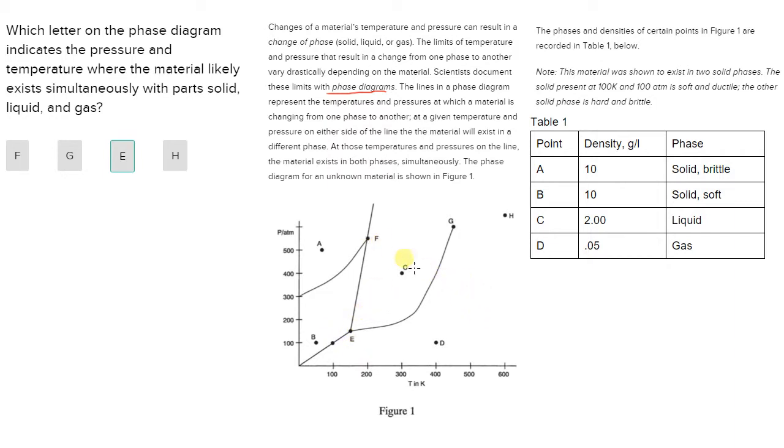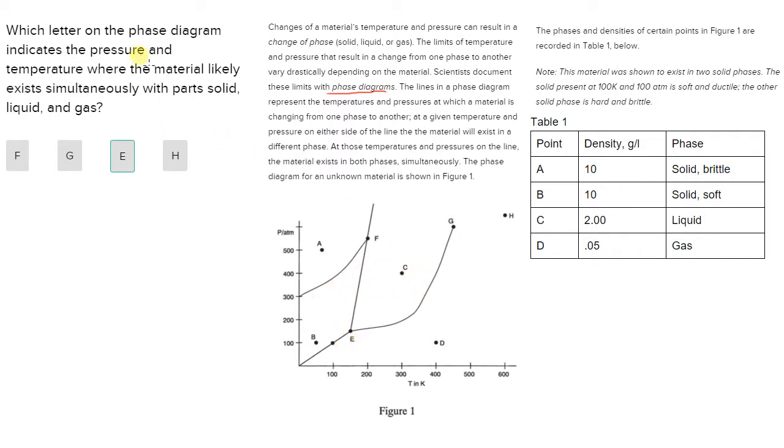And if we're confused about what phase that is, we can just look at table 1 and see that at point A, we have a solid. Point B is also a solid, so these are two different solid phases. Point C has a liquid phase, and point D has a gas phase. So this line indicates the temperatures and pressures at which the material is going from a gas to a liquid or a liquid to a gas, and this line indicates where the material is going from a liquid to a solid or a solid to a liquid.